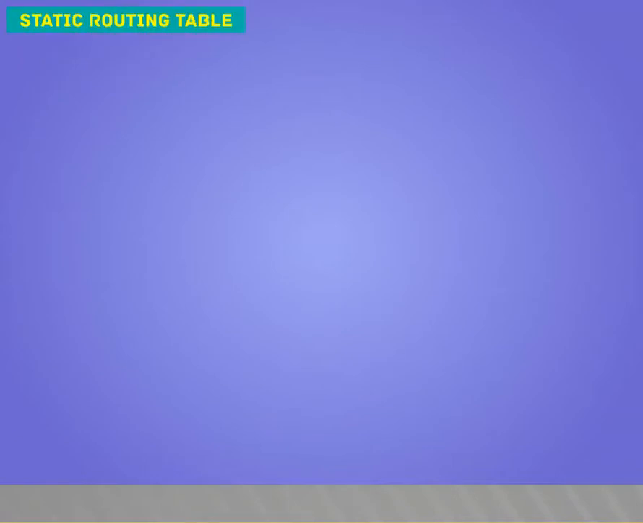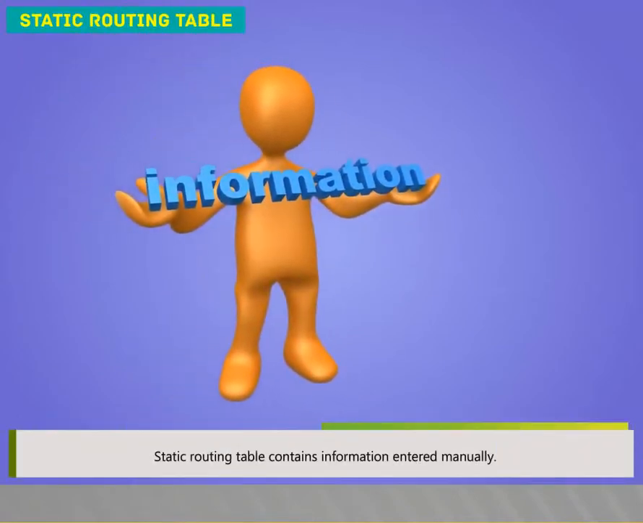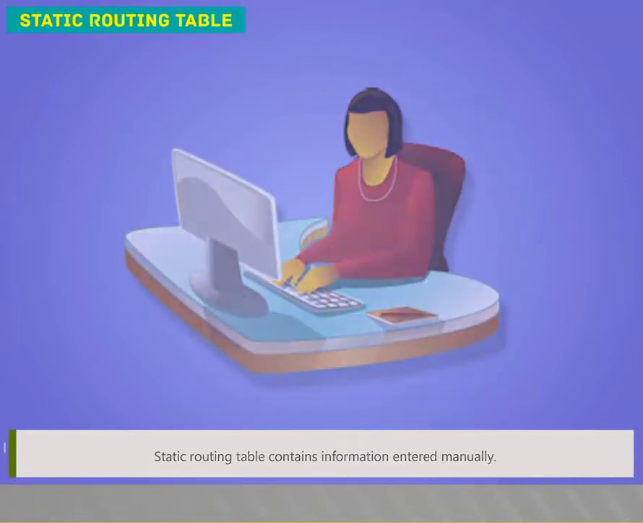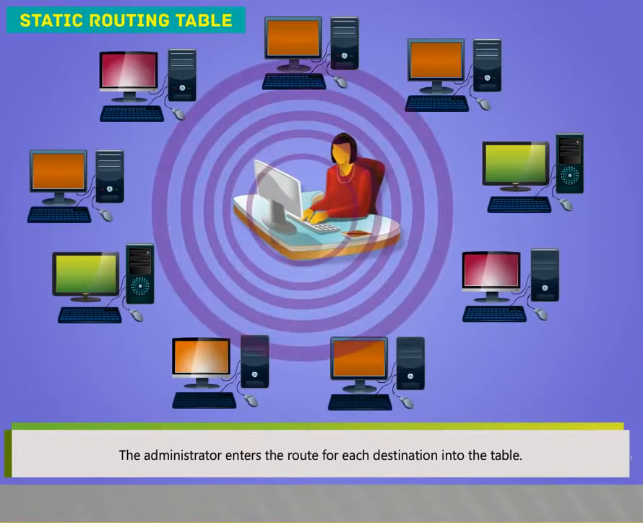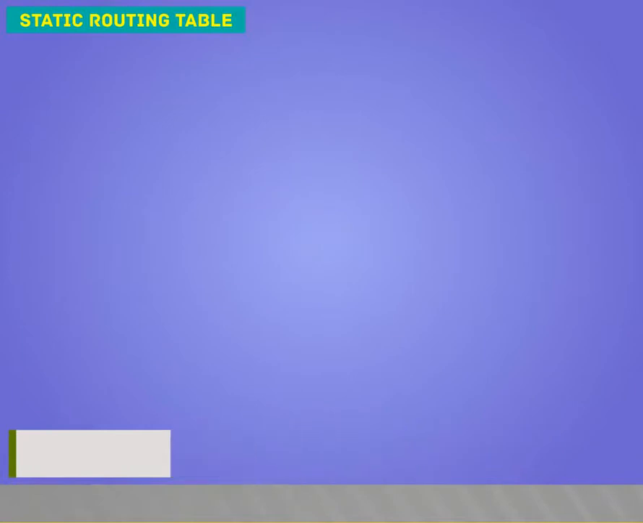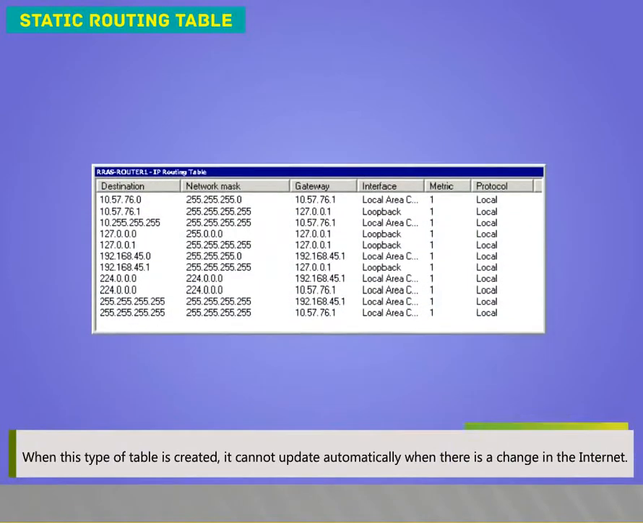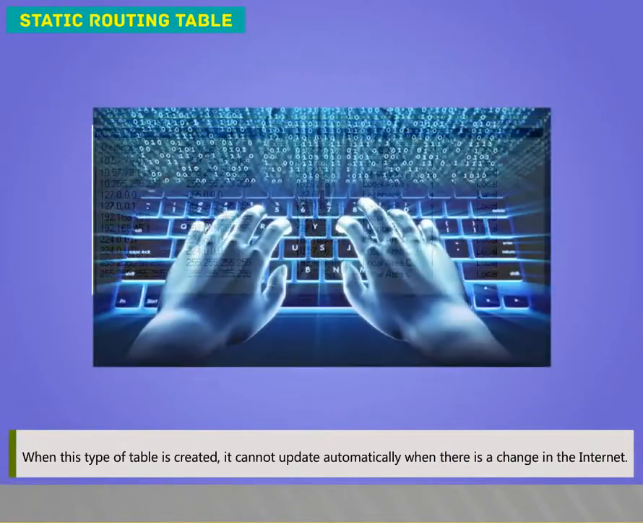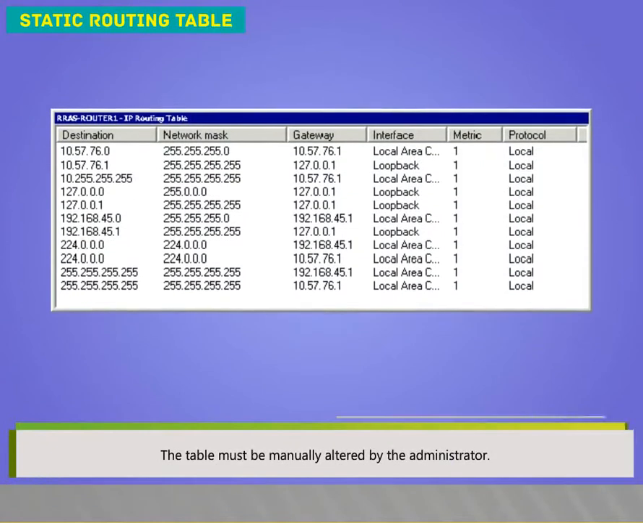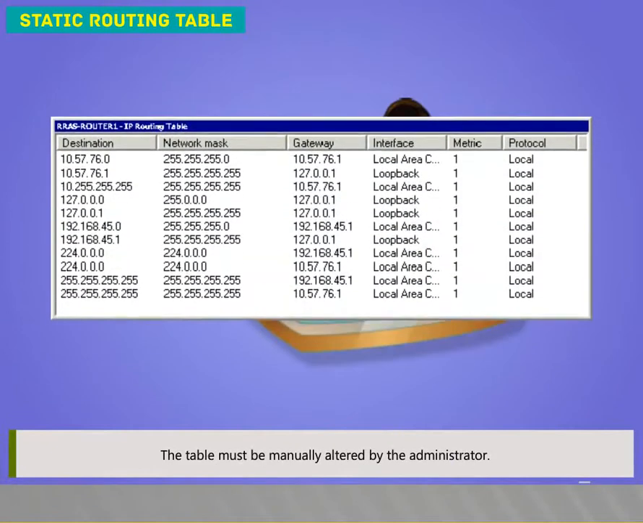Static routing table. A static routing table contains information entered manually. The administrator enters the route for each destination into the table. When this type of table is created, it cannot update automatically when there is a change in the internet. The table must be manually altered by the administrator.